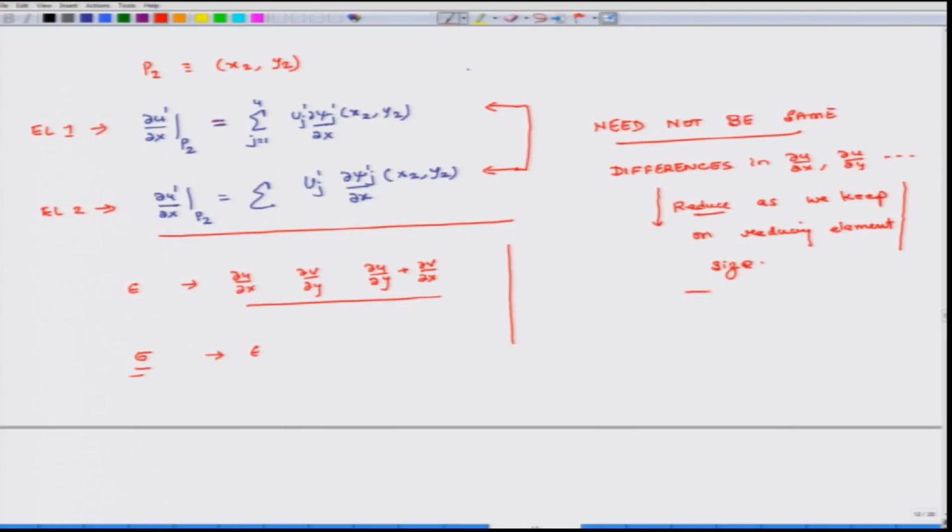So, this is very important to understand that derivatives are not continuous in a lot of FEA solutions across an element boundary, even though the displacement or primary variable may be continuous.